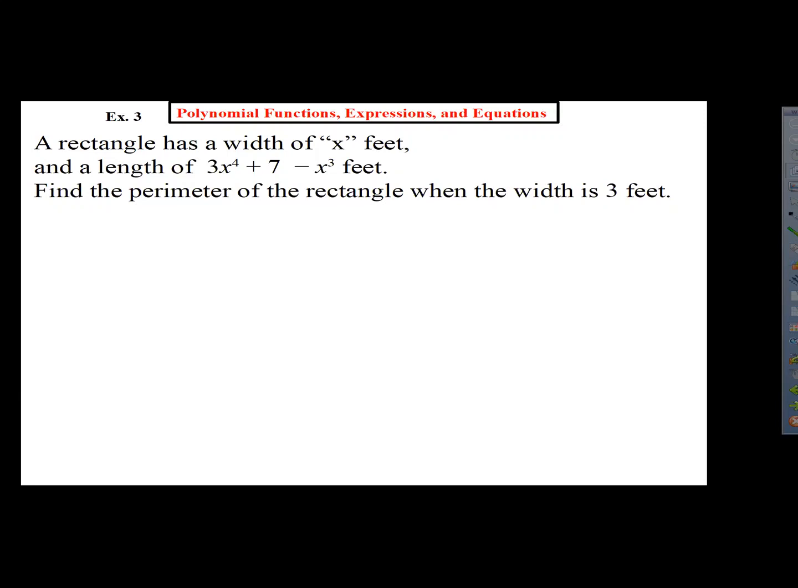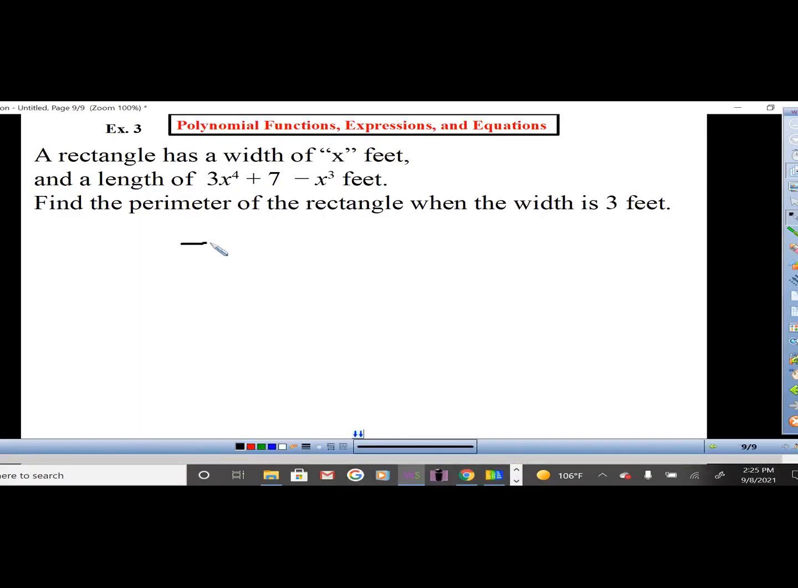First things first, whenever you have a word problem, guys, draw pictures of whatever they're asking you in the problem. So what are they talking about? A rectangle. So let's draw a rectangle. Nice and straight like mine. There it is.